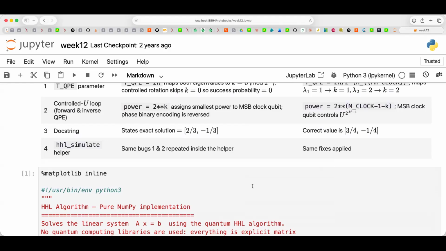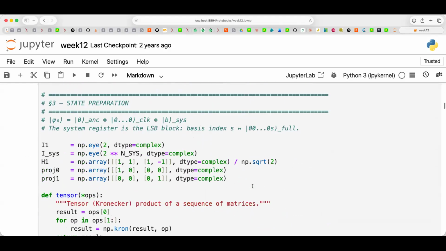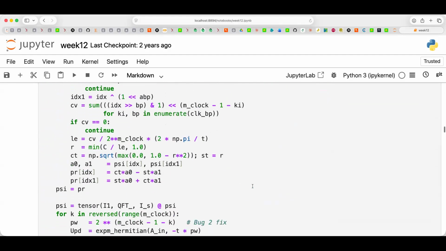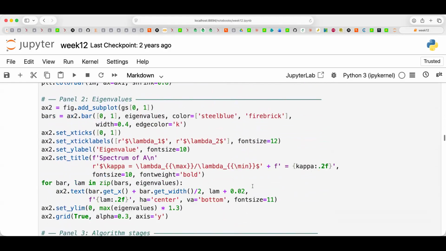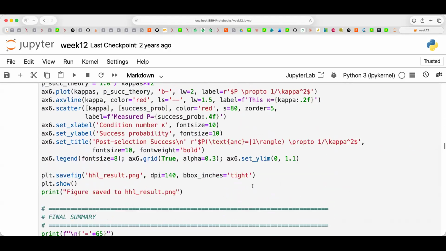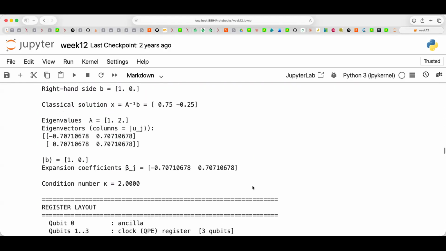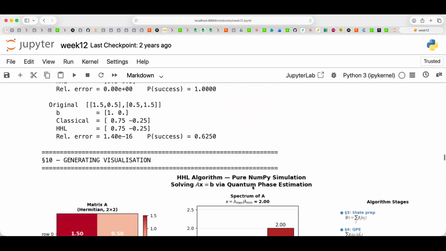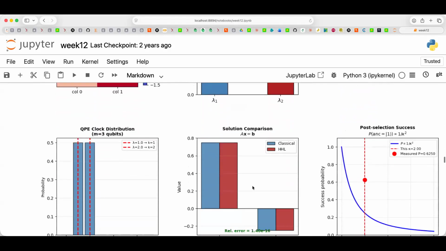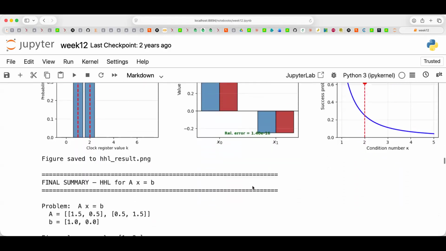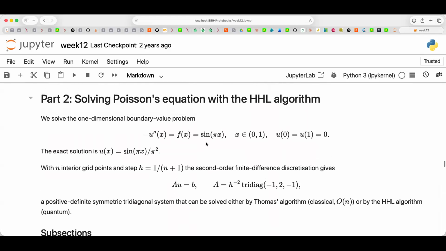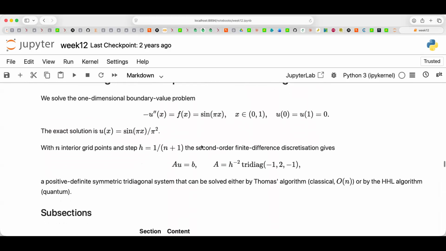So this is the code here. And if you scroll down to the final case, this is basically doing everything. If you want to encode this and study it, please use this as an example, and you can see the calculations and the comparison with the classical one, and you're basically getting the correct results. I'm just skimming quickly through it because the next case is solving Poisson's equation.